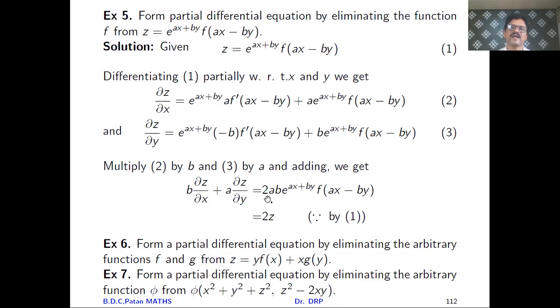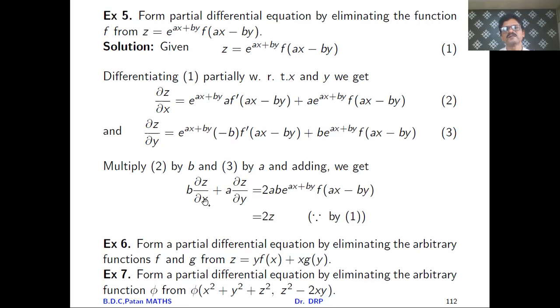Means there you will get right hand side as, I forgot to write this ab here, friends, ab here. So 2ab remains as it is, and the value of this function e to the power ax plus by into f of ax minus by, you will get it to be what? Z. Means right hand side you will get 2ab into z. So you note this change, correction. Instead of only 2, we must have 2ab, and the value of this function by the help of equation 1, you will get it to be z.